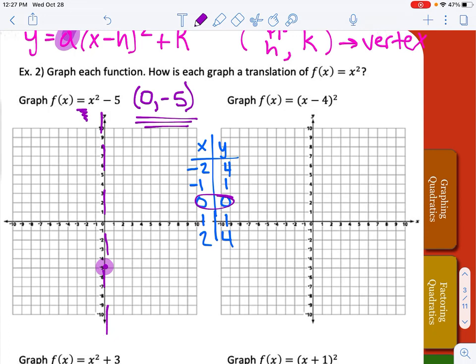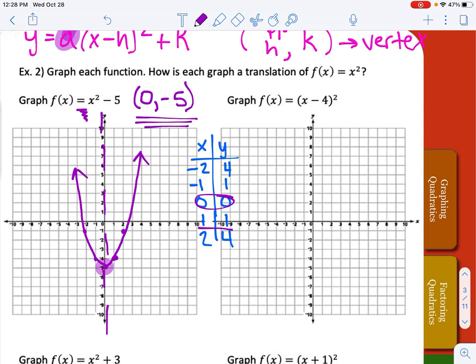From this point, I'll go over 1, up 1. Then from this point again, I'll go over 2, up 4. Then I can reflect these across. And I have graphed this line. Or sorry, it's not a line, it's a quadratic. I have graphed my quadratic now based on my original parent function. It's just moved vertexes, not shapes.